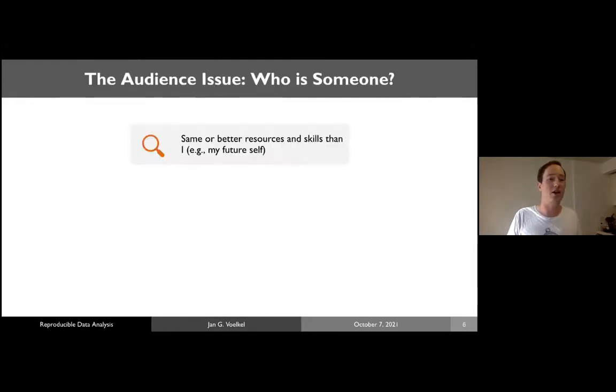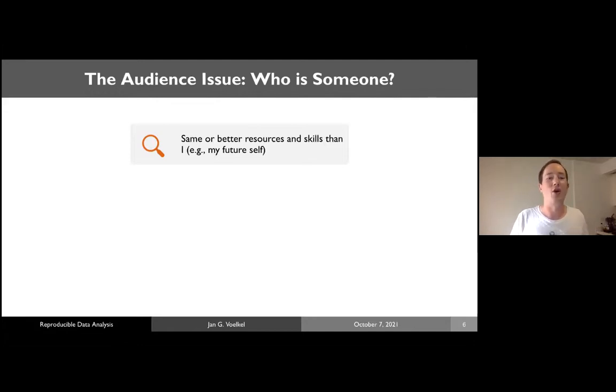It could be like a person from a different field, from the same field, with a lot of knowledge or skills, or with fewer skills. And in general, when I write my own code and think about how to make this reproducible, I very much think of a person very similar to myself trying to reproduce my results. In other words, someone who has the same or better resources and skills than I have. For example, my future self.